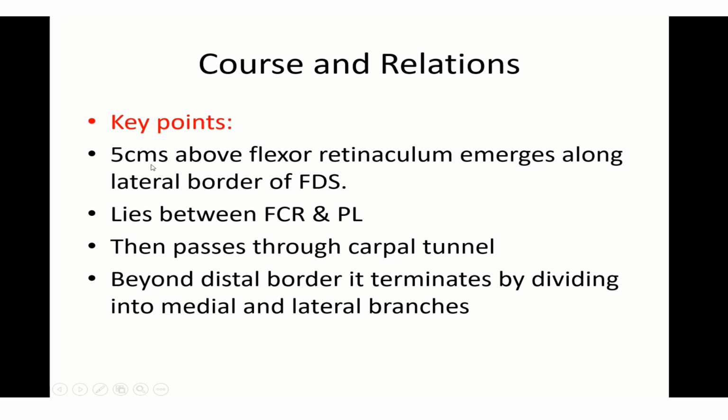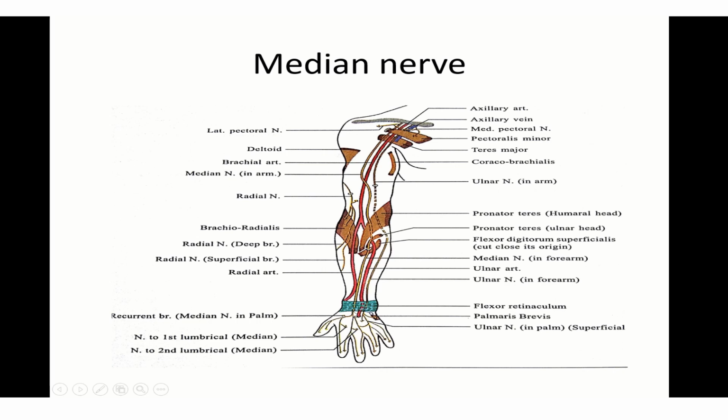And you can see here 5 centimeters above flexor retinaculum, it emerges along lateral border of flexor digitorum superficialis, lies between flexor carpi radialis and palmaris longus, then passes through carpal tunnel. Beyond distal border, it terminates by dividing into medial and lateral branches. So here you can see beyond the distal border of flexor retinaculum, it is dividing into the medial and the lateral terminal branch.